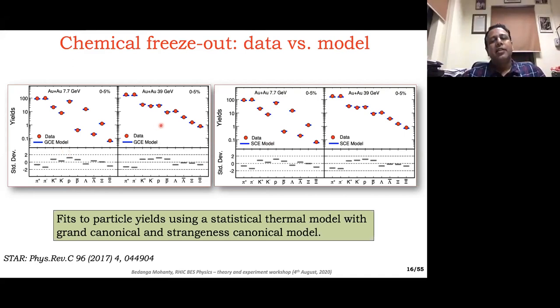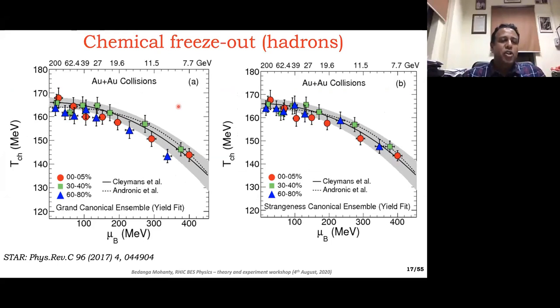You can see that the data and model are in relatively good agreement, both for grand canonical and strangeness canonical models. Now, the two important parameters which we extracted are shown in this plot. This is the chemical freeze-out temperature as a function of the baryonic chemical potential. The left-hand side are the results from the grand canonical ensemble. The right-hand side are the results using the strangeness canonical ensemble. Also shown as lines, and the bands representing the uncertainties, are fits to the global data.